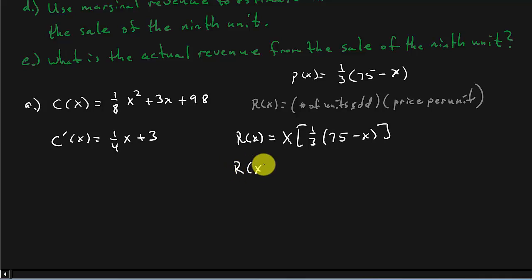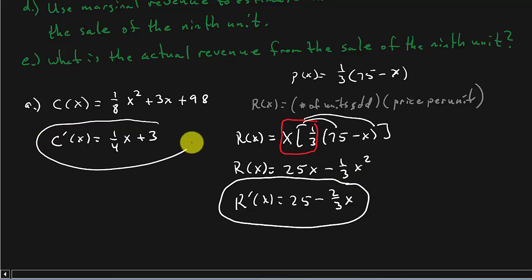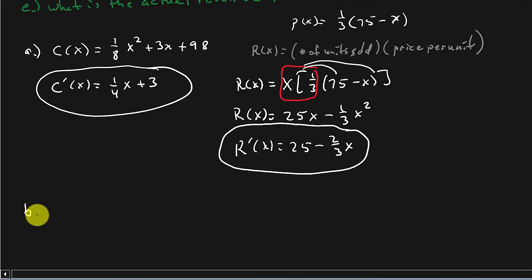And so R of X is equal to, if I distribute this 1/3 X, that's going to be 25X, I'm just distributing that to each term, minus 1/3 X squared. And so the marginal revenue is equal to 25 minus 2/3 X. So there's your marginal revenue, and there's your marginal cost.